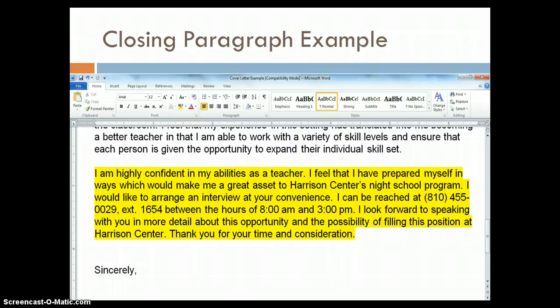Here again, you'll see the closing. It just briefly sums up the abilities, why they feel they're a good fit, and then you'll see that they're asking for an interview at the convenience of the employer or the hiring manager. There's a phone number that they can be reached at, and then the time. And then again, just a simple thank you for your time and consideration works really well to close your last paragraph.